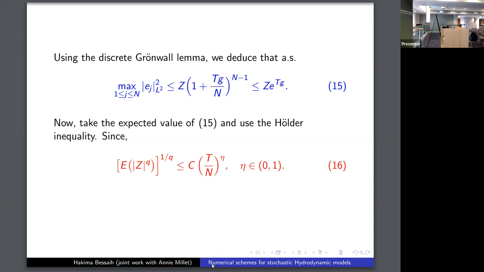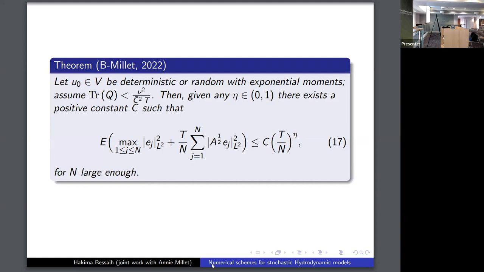So now, of course, the expected value of Z to the power q, to the power 1 over q, because of the Hölder regularity, we will get something directly, and in this part, it is T over N to the power eta, and eta is between 0 and 1. Okay? And the result that we got for an additive noise is that if you take the initial condition to be deterministic or random with exponential moments, the trace of Q to be small, like this is just mu square over T, these are constants, C square. So these are the orders, we have to pay for it. Then for any eta between 0 and 1, there exists a constant such that the error, this is a square, is less or equal than C, T over N to the power eta. So eta here is between 0 and 1, but you have a square, or you can get rid of the square, and here you will have eta over 2. So it's 1/2 minus the rate.